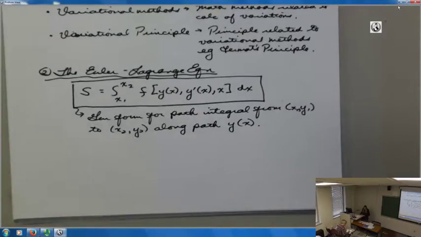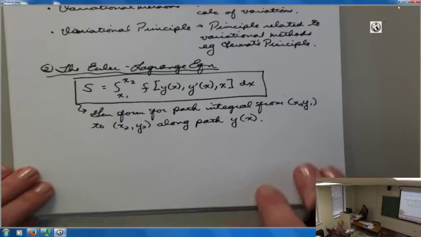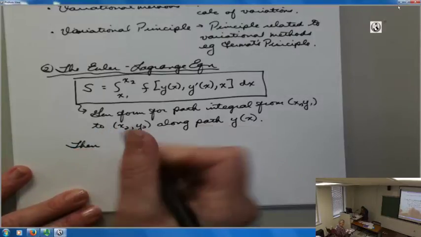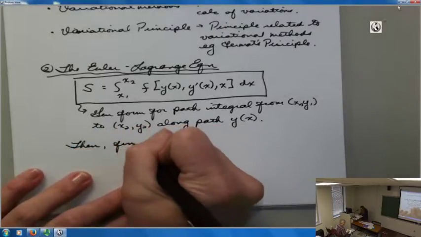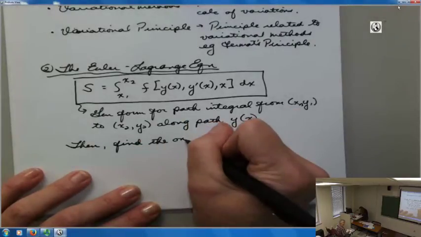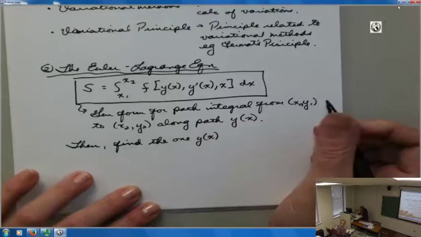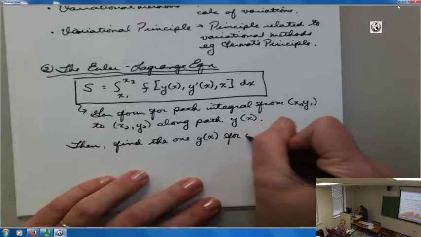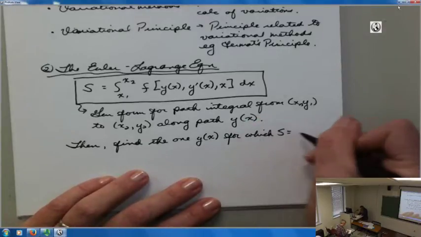So then what I want to do is find, maybe that S is length, maybe that S is time, maybe that S is something else, but generally I want to find the path for which that S is at its minimum value. So I want to find the one y as a function of x for which S is equal to its minimum value.